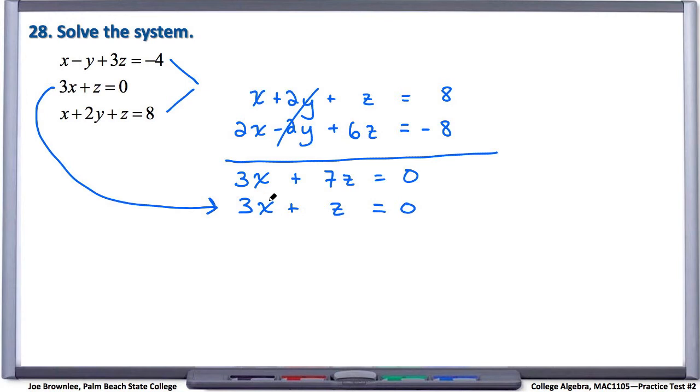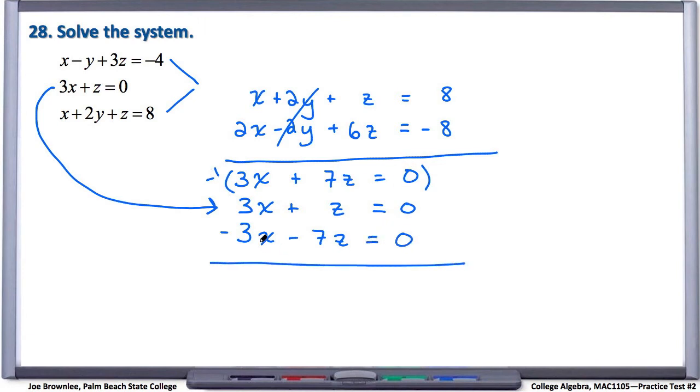So if we're going to solve for z, that means we're going to eliminate the x. And to eliminate the x, because we have a positive 3x and a positive 3x, we can just multiply this first equation here by -1. All that does is change the signs. So we have -3x. And -1 times +7 is -7. -1 times 0, well, that's just 0.